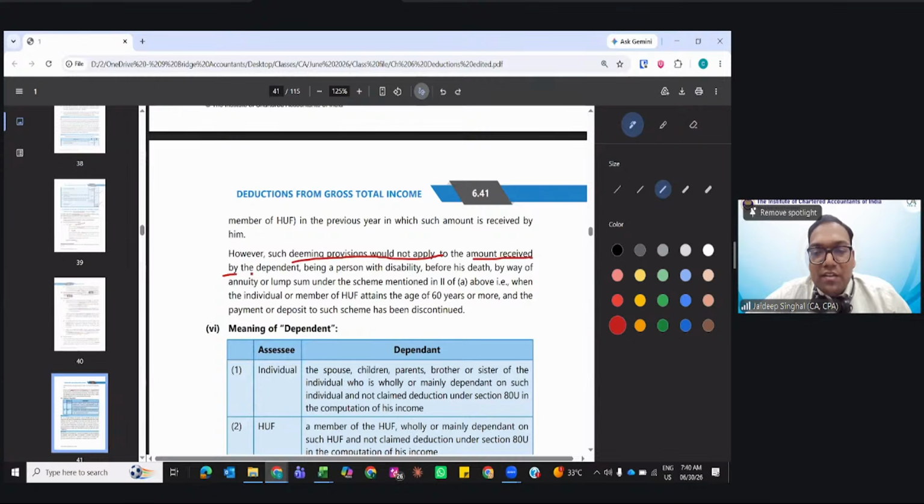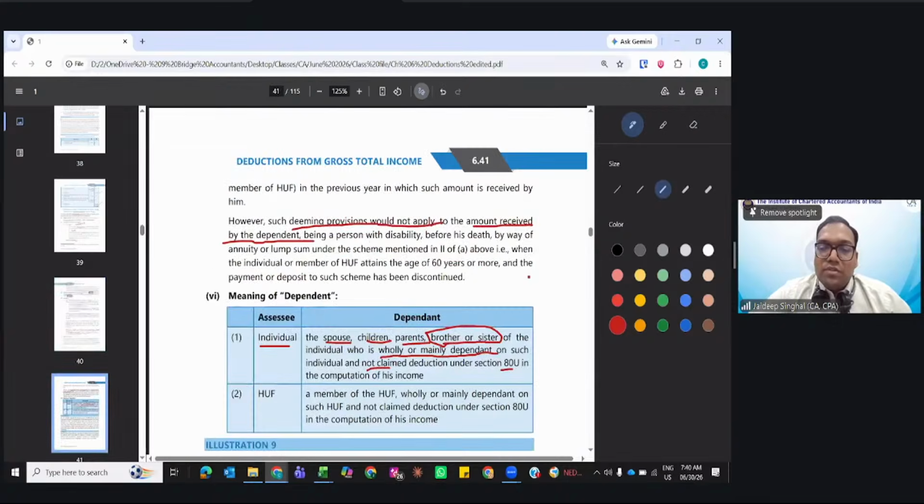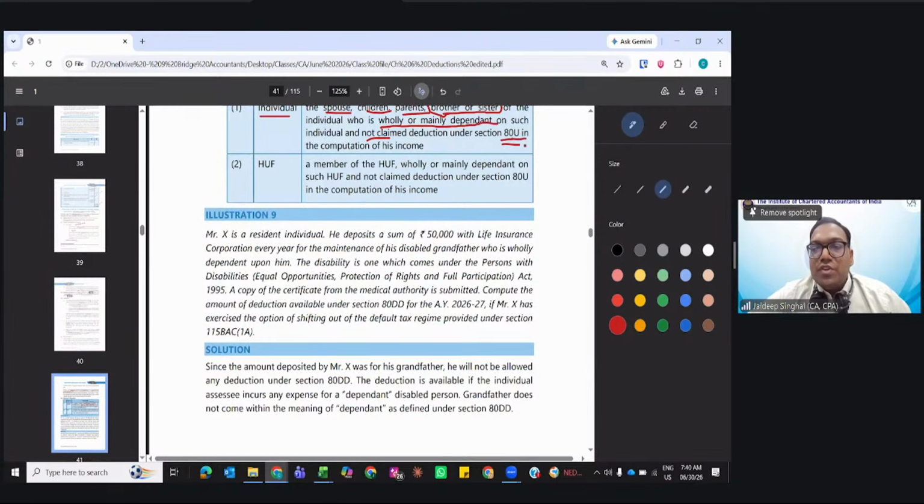The deeming provision would not apply to the amount received by the dependent, being a person with disability, before his death by way of annuity or lump sum under the scheme, or when the individual or member of HUF attains 60 years or more and the payment of deposit has been discontinued. Who is a dependent? I told you: spouse, children, parents, and brother and sister are additional here, who are wholly or mainly dependent on such individual and who have not claimed deduction under section 80U. You claim the deduction for yourself under 80U, that's why you are not covered here. Clear?